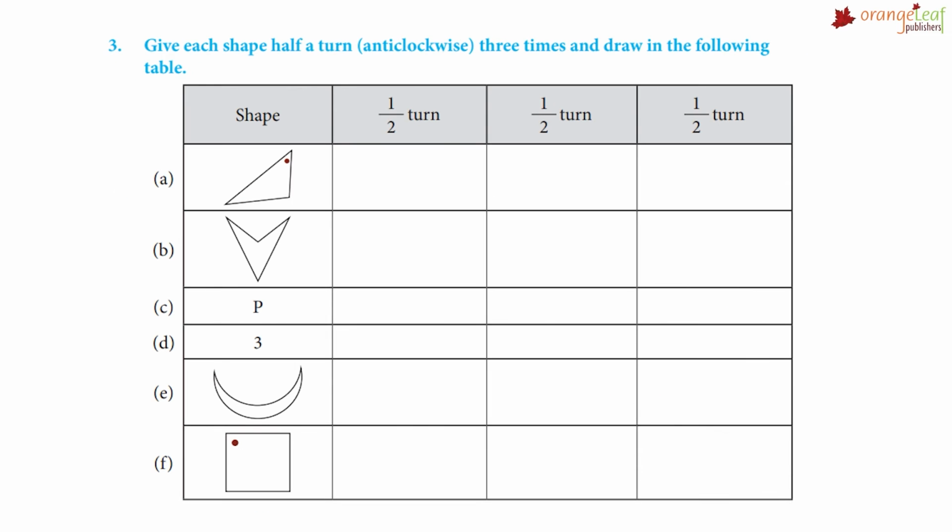Now, let's turn the given figure anti-clockwise with a half turn. This is how the figure will look when given a half turn anti-clockwise. Another half turn anti-clockwise will bring the figure back to its original position. And another half turn anti-clockwise.